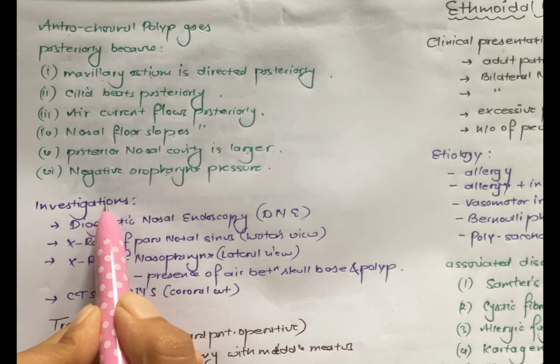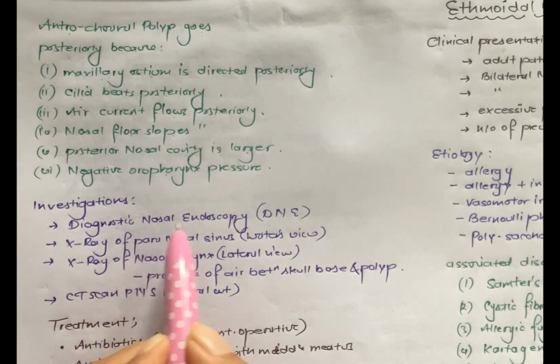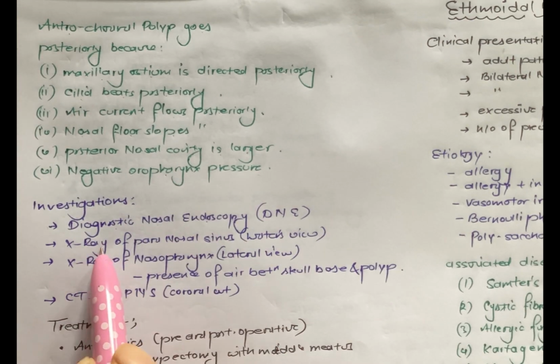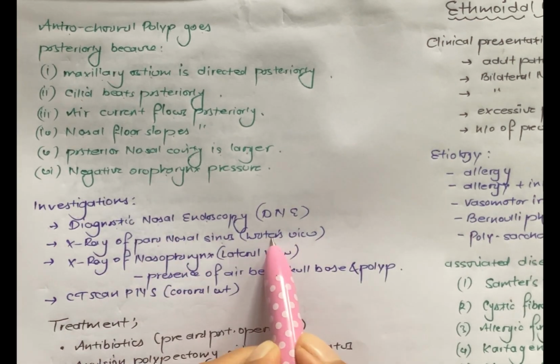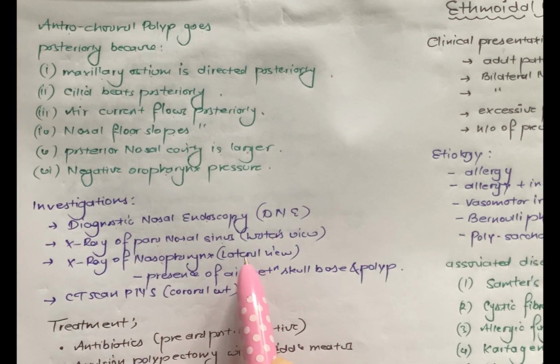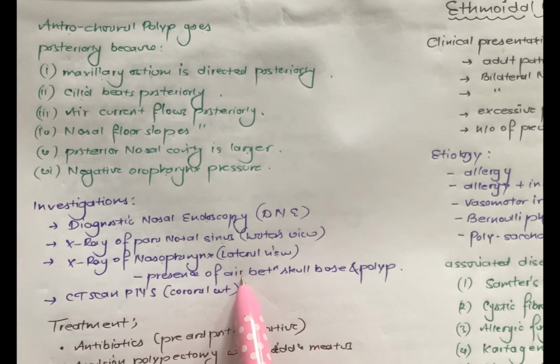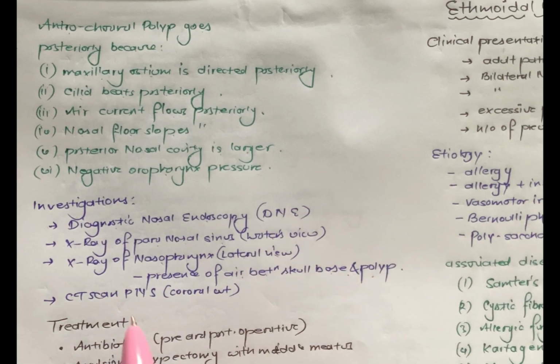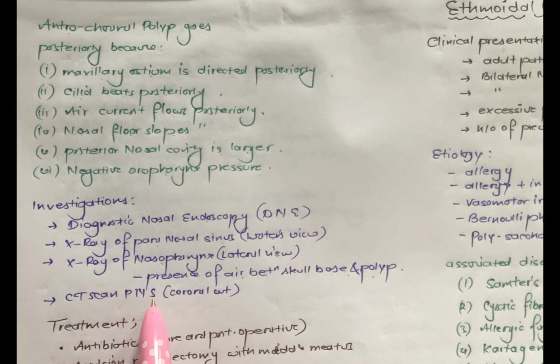For the investigations, we can do diagnostic nasal endoscopy. We can do an X-ray of the paranasal sinuses in Waters view. We can do an X-ray of the nasopharynx in lateral view, which will show the presence of air between the skull base and polyp. And we can do a CT scan of the PNS also.